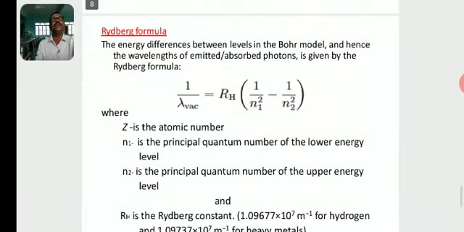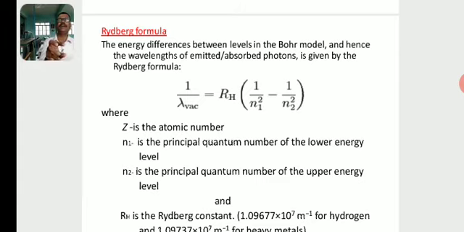The wavelength corresponding to each series, may be Lyman series, Balmer series, Paschen series, Brackett series, Pfund series, can be calculated or determined with the help of the equation 1 by lambda is equal to RH into 1 by n1 square minus 1 by n2 square. RH is a constant, the Rydberg constant, 1.09677 into 10 power 7 per meter. n1 gives the lower orbit. n2 gives the higher orbit.